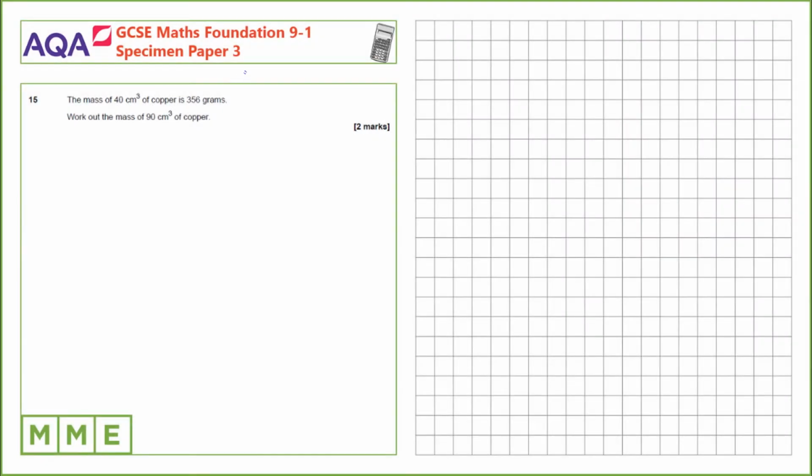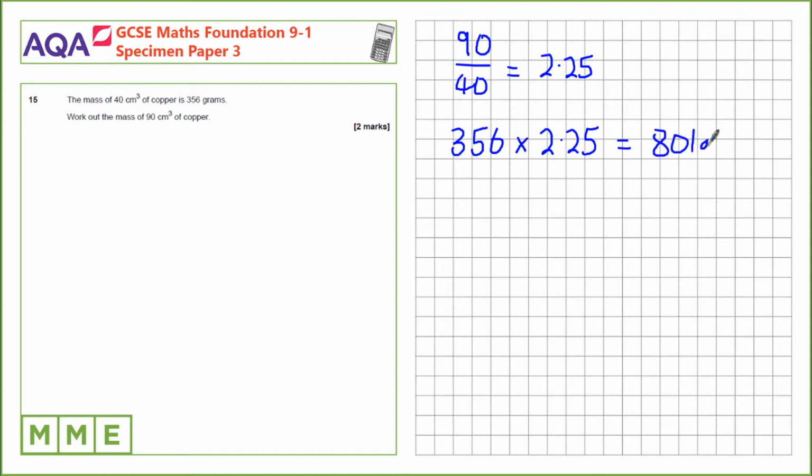Question 15. The mass of 40 centimeters cubed of copper is 356 grams. We need to work out the mass of 90 centimeters cubed. Let's see how much this has increased by. 90 over 40 is 2.25, so it's increased by 2.25 times. Let's do the same to the number of grams. 356 grams increased by 2.25 times, which is 801 grams.